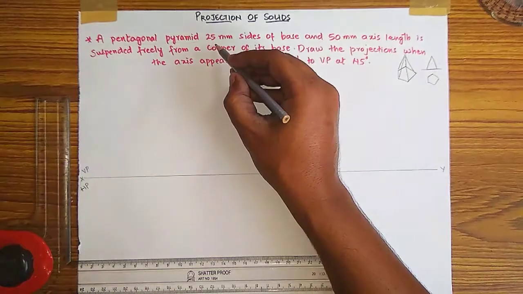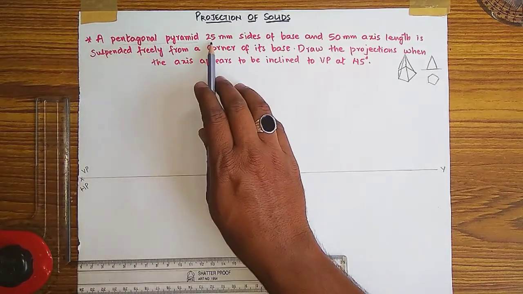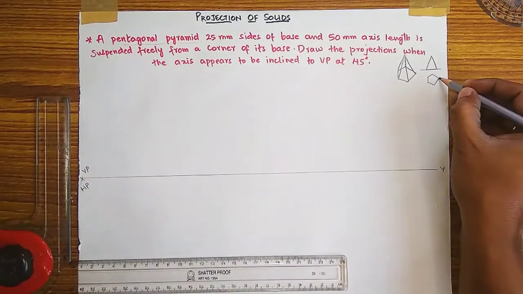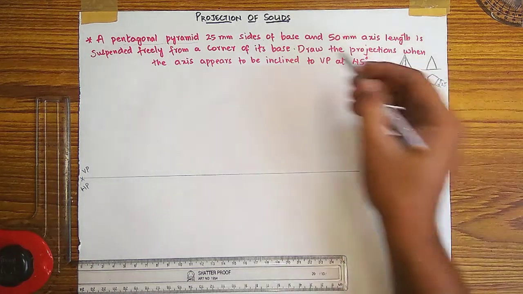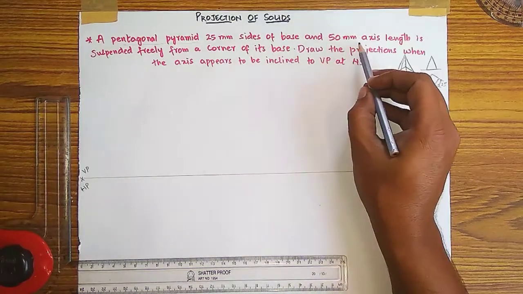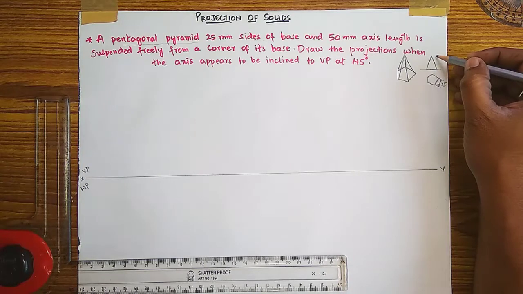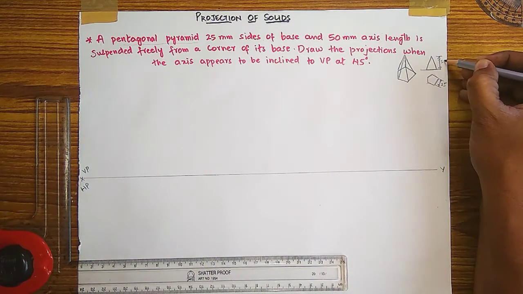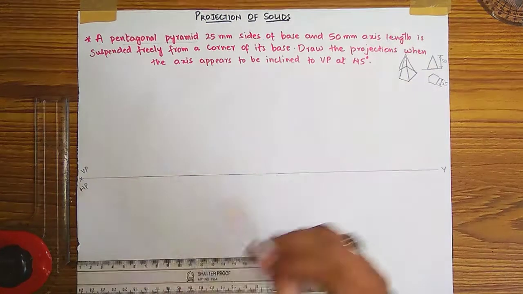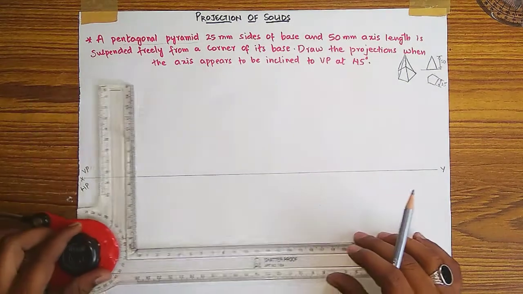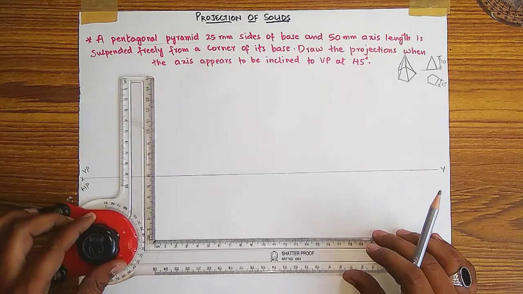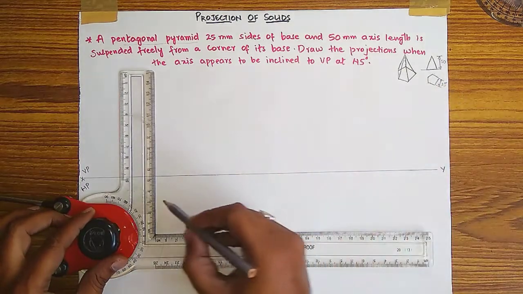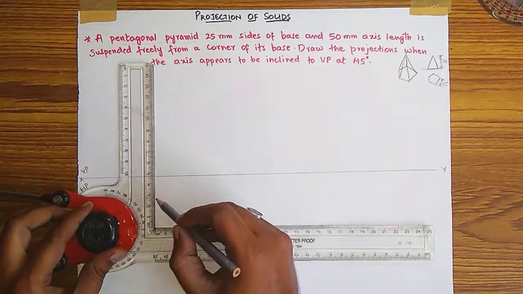In the question you have a pentagonal base with 25 mm side, means this pentagon has each side equal to 25 mm, and a 50 mm axis length, means the pyramid has an axis height of 50 mm. So according to the dimensions I am drawing here. To draw this, first we have to draw a pentagon top view having 25 mm side.